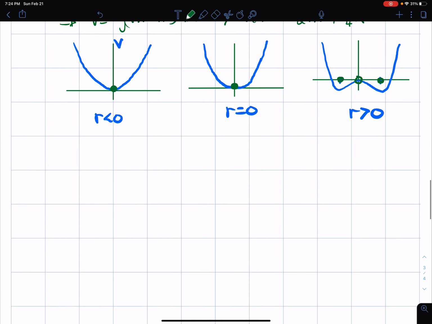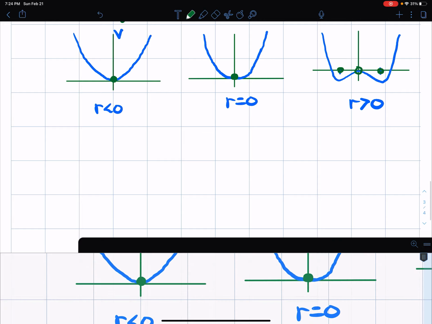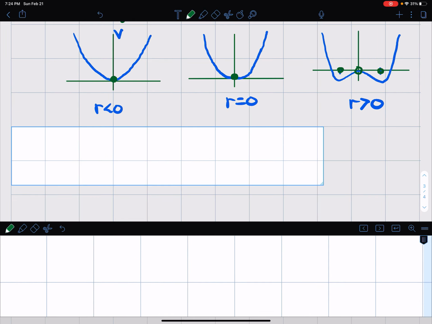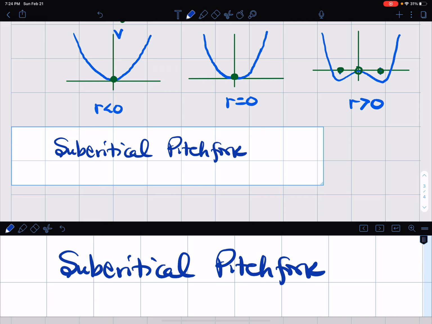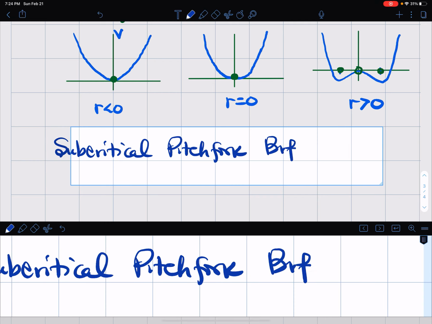So I want to quickly touch the supercritical pitchfork bifurcation. Actually, subcritical. We just finished supercritical. So subcritical pitchfork bifurcation.